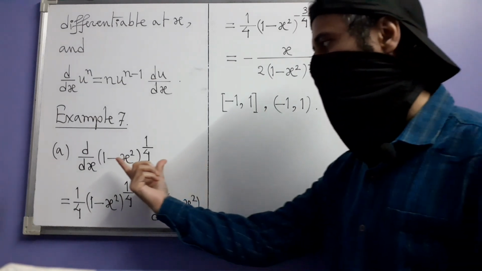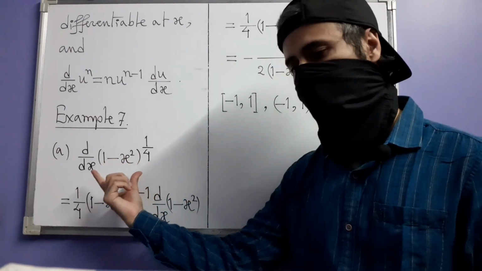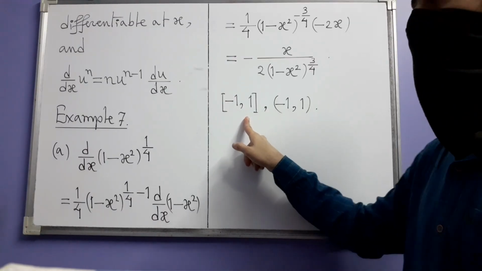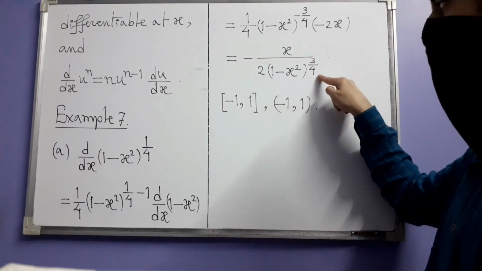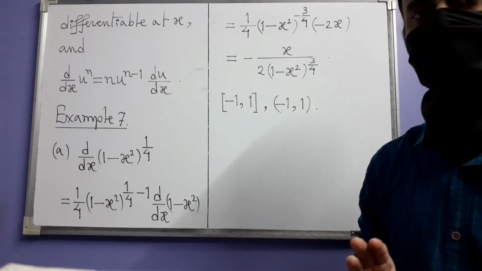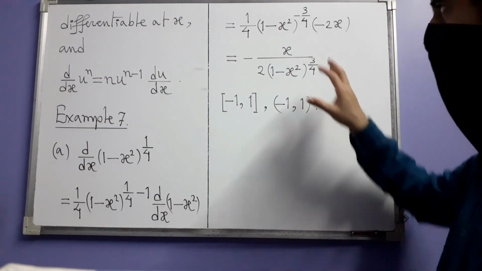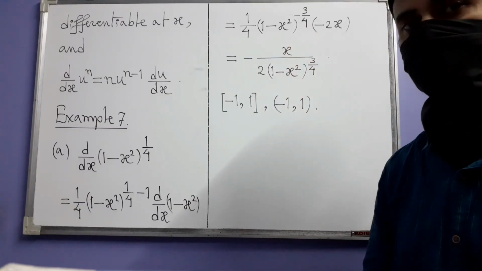Note carefully that the domain of the original function u to the power n is this closed interval minus 1 comma 1, but now the domain of this is the open interval minus 1 comma 1. You can no longer put x equal to 1 or minus 1. If you do, this will become meaningless.